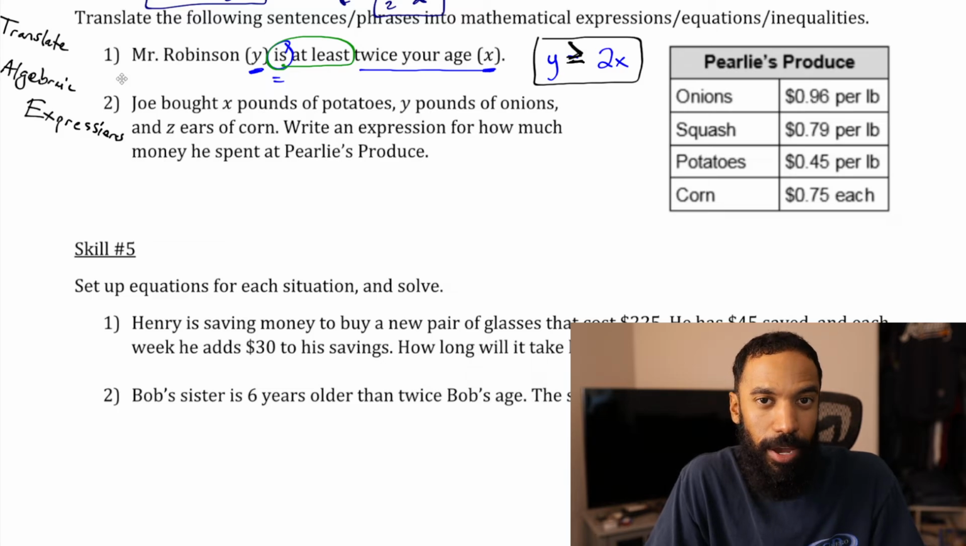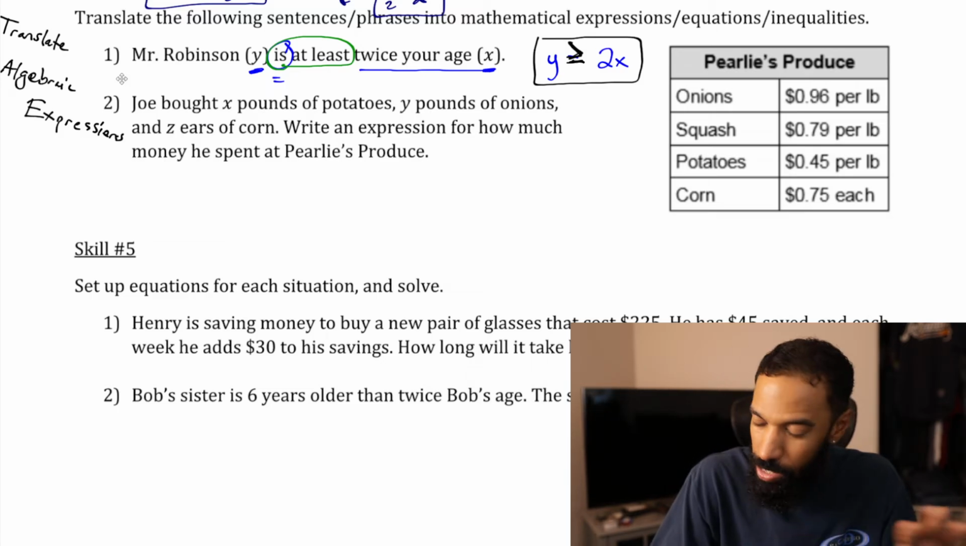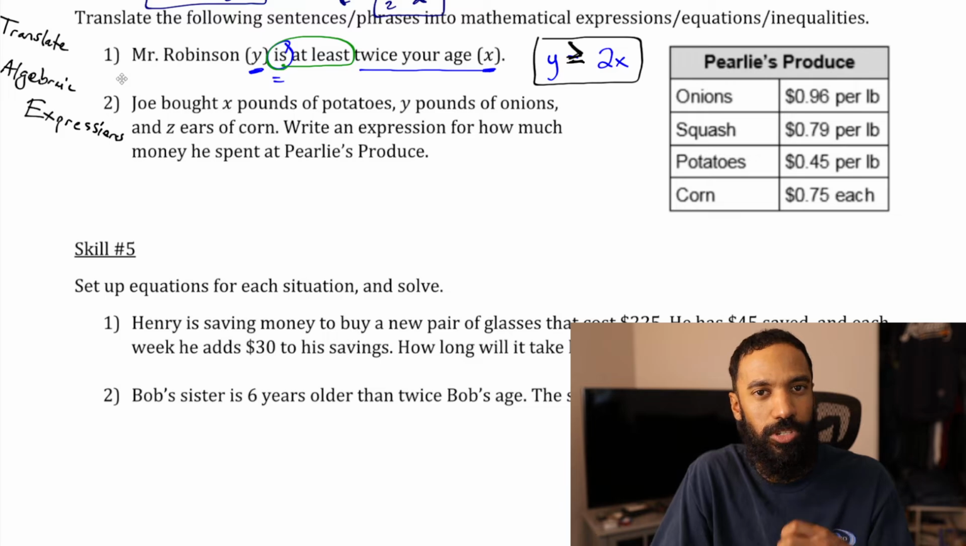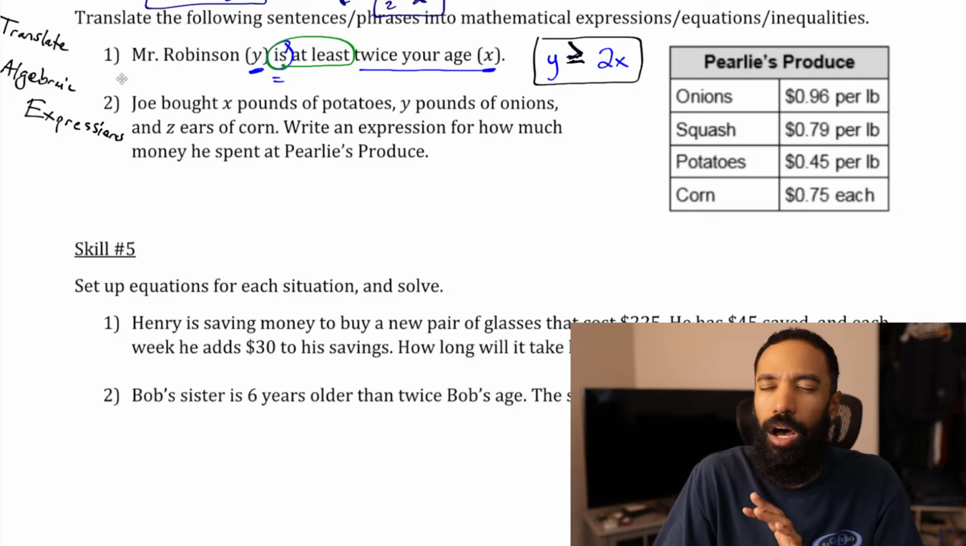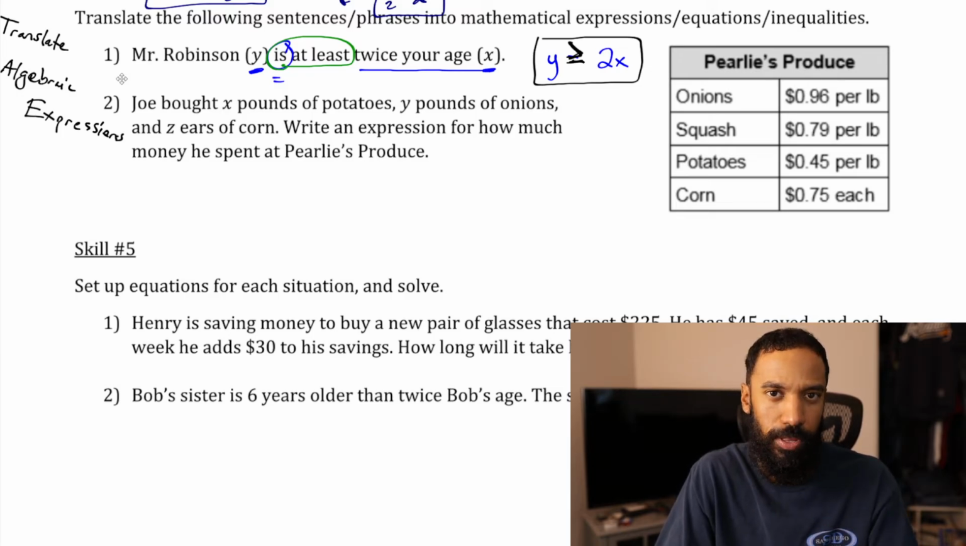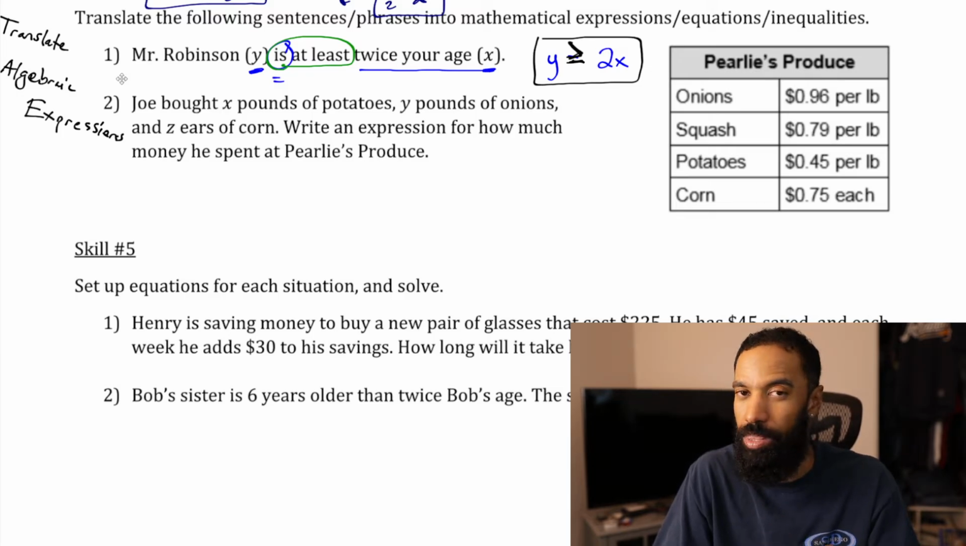Keep in mind, we won't know exactly how much money he spent at Pearlie's produce, but let's make up numbers. The reason I keep saying this is to help you understand how to come up with these things on your own, or understand why these terms say what they are, because students mess this up all the time. Literally on the fly, I can anticipate what a student will say before they say it. Maybe they'll say the right thing, but I know when they'll say the wrong thing and what that wrong thing is going to be.